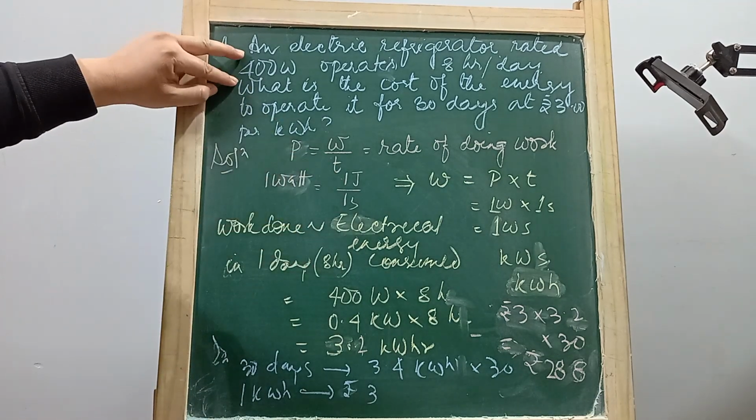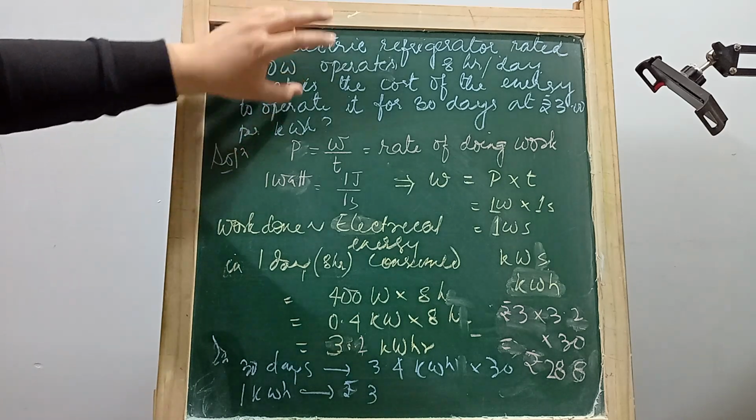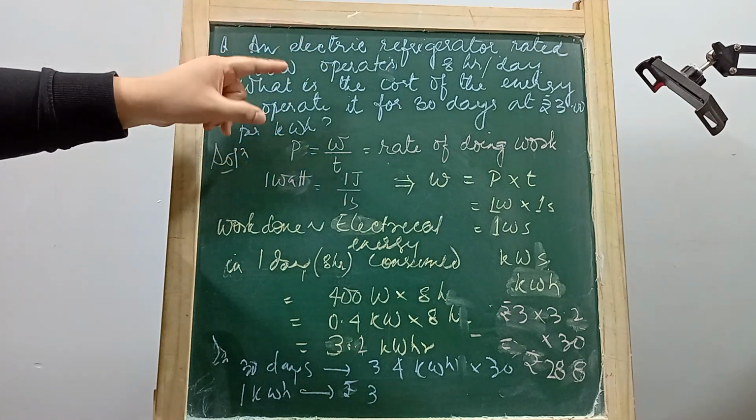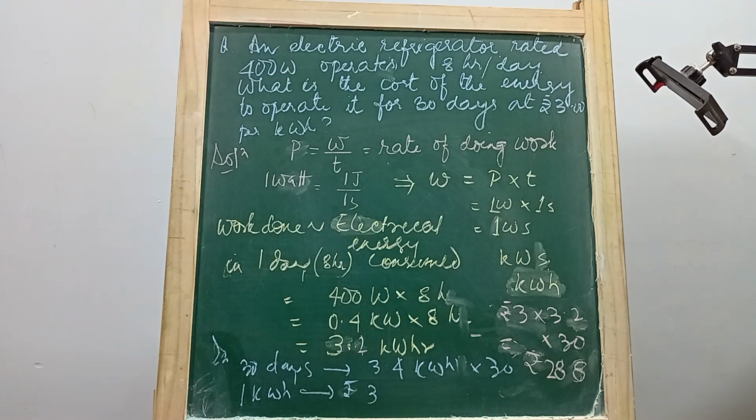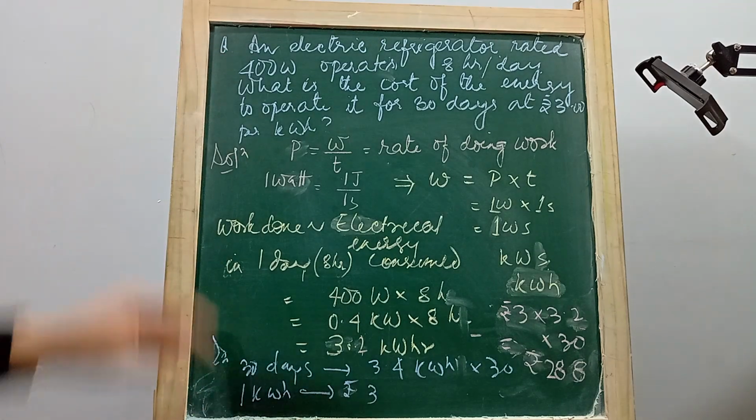So what do you mean by 400 watt? It means this particular refrigerator is consuming 400 joules of energy every second. That's what 400 watt means.